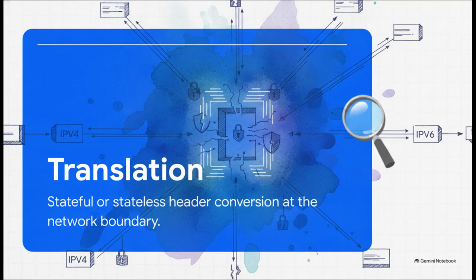Third, we have translation. This includes stateful or stateless header conversions right at the network boundary. Think NAT64, enabling communication between protocol-incompatible endpoints. So the crucial point is that every single one of these transition mechanisms introduces a totally distinct, complex attack surface that demands mechanism-aware controls. Translators, by their very nature, completely break end-to-end integrity.